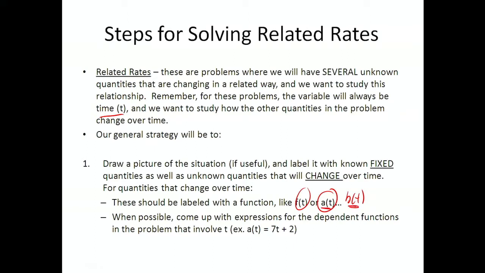It means that's some quantity that depends on time. It's a function of time. It's going to change over time. So go ahead and do that. That's step one. So draw a picture, label it. Things that don't change, label them with what they actually are. Things that do change, label them with functions that make sense to you, and pick letters that make sense.